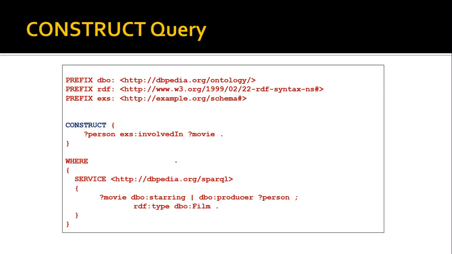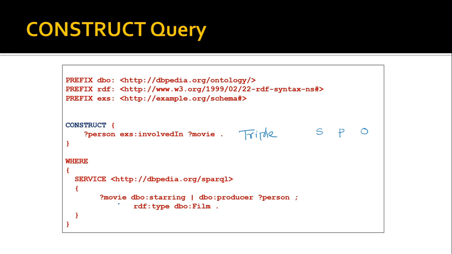Now, the third category of queries are construct queries, where you construct triples. The difference between a select query and a construct query is that in a select query, you do not create triples, you create records. Records can have any column name, but triples have only three column names: one is subject, the second is predicate, and the third is object. So what we are trying to do here is construct triples from existing triples.